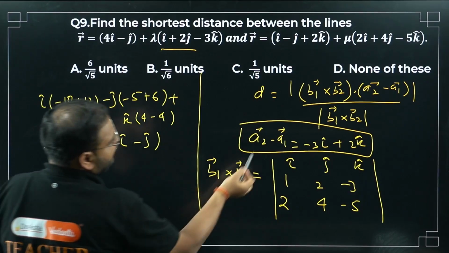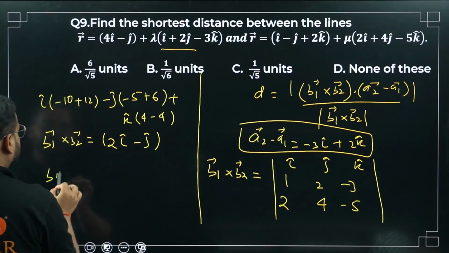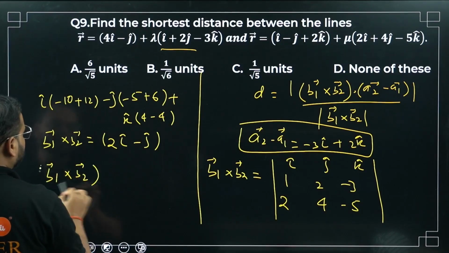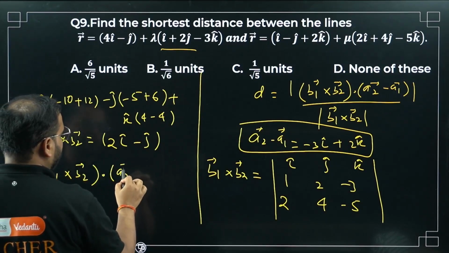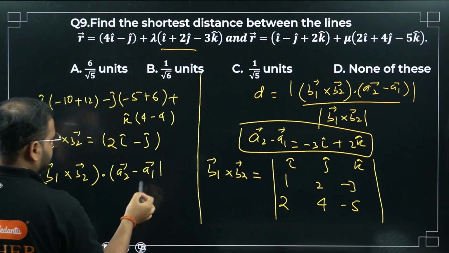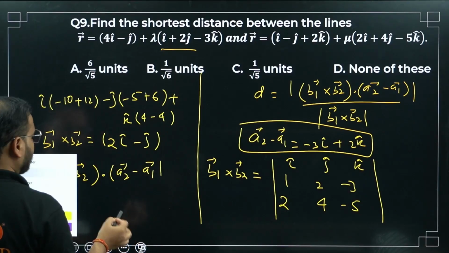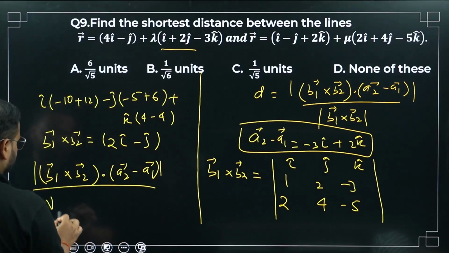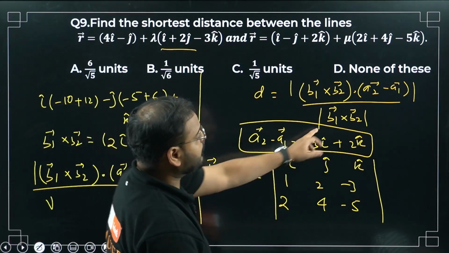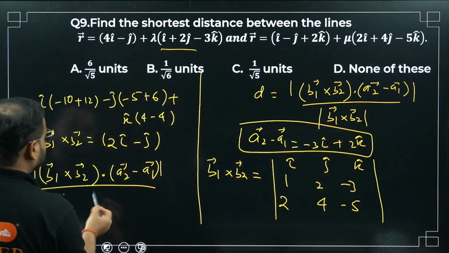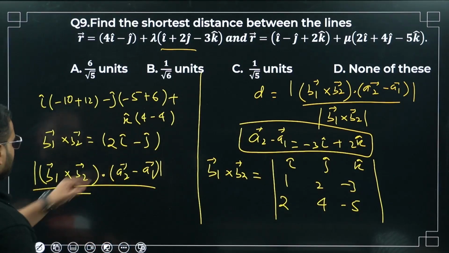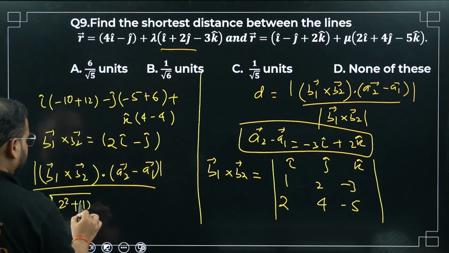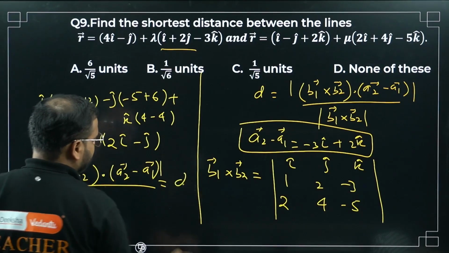So we're looking for what? For the numerator, the dot product, right? So check here: B1 cross B2 dot with A2 minus A1, over the modulus of B1 cross B2, right? So what I'm getting here? 2 square plus 1 square minus 1 square. This is equal to the D value, right?